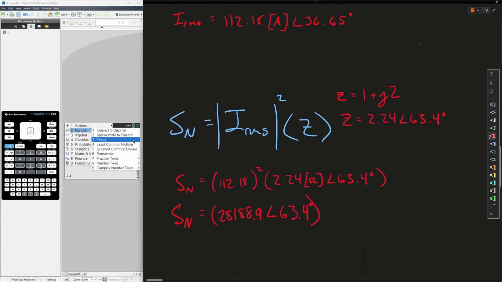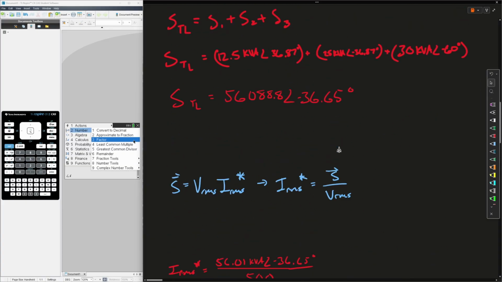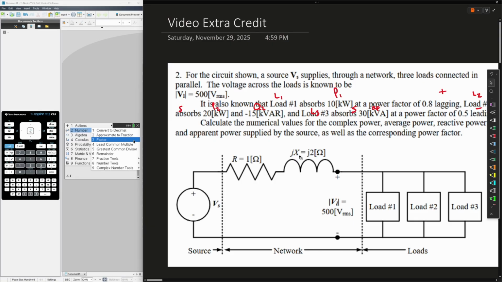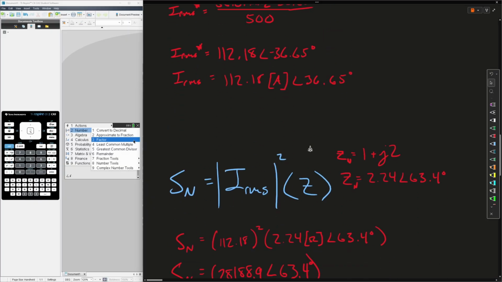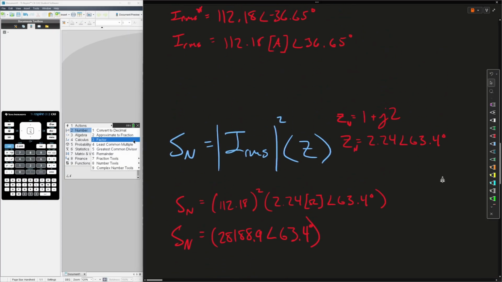Now to find the complex power of the network, we would need IRMS squared multiplied by the impedance Z of the network. And the impedance Zn is essentially just your R plus your X, which would be 1 plus J2. And once converting to polar form for this expression, you would get 2.24 ohms with a phase angle of 63.4 degrees.